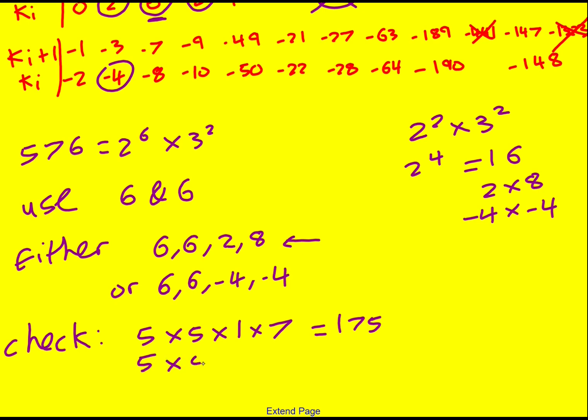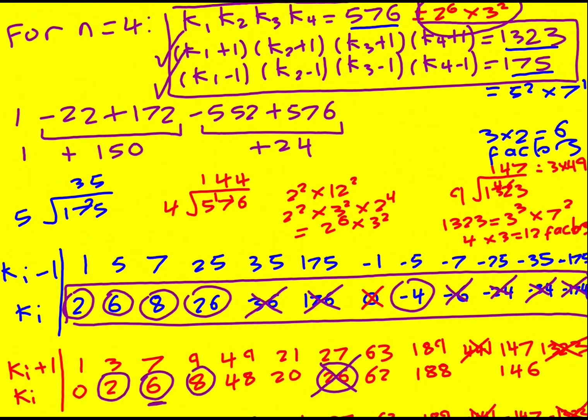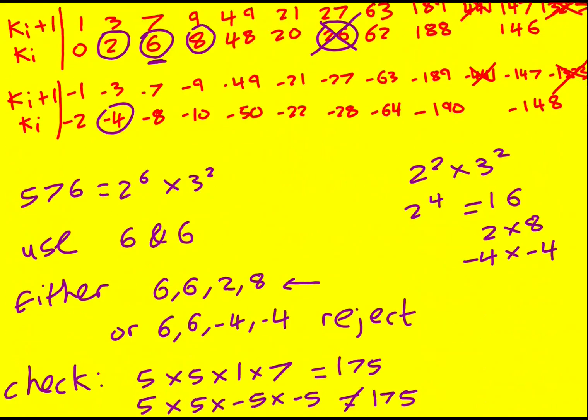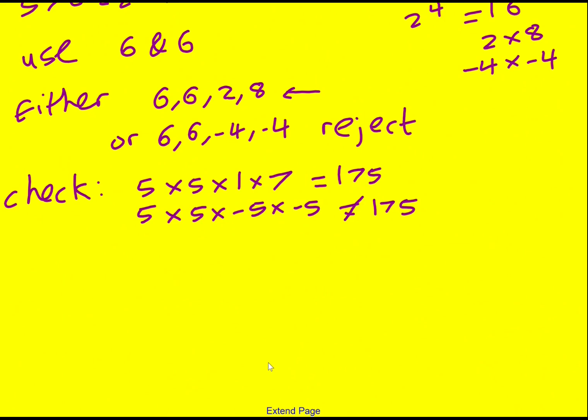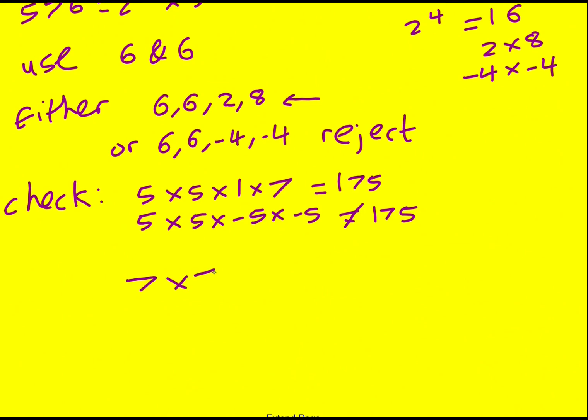5 times 5 times -5 times -5. That is not going to equal 175. So at this point, we can actually reject that one. I could have checked the 1323 as well, but I just need it to not work there. I mean, maybe for completeness, I should just check the 1323 by adding 1. 7 times 7 times 3 times 9. Yeah, that's 7 squared times 3 cubed. So this one works out.